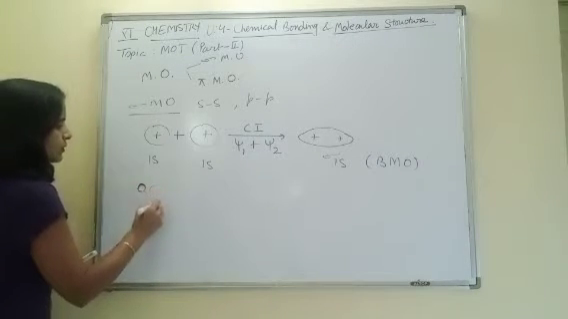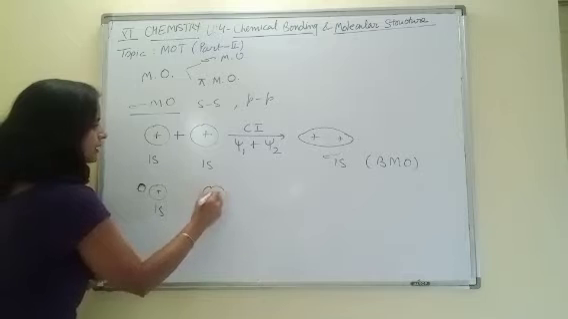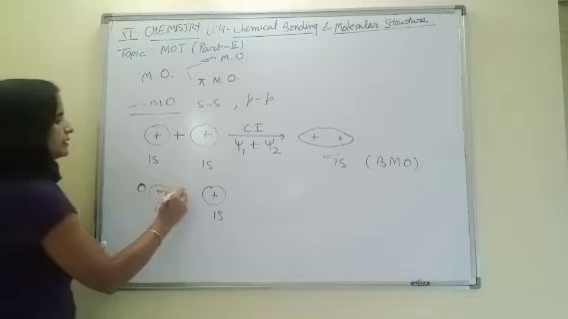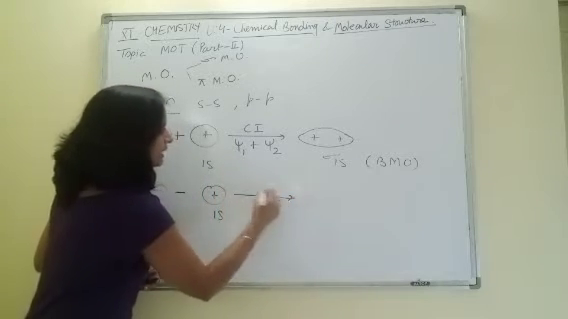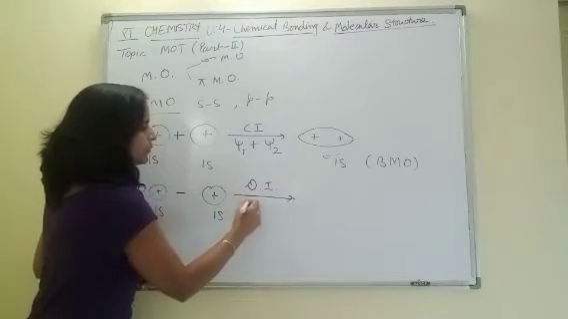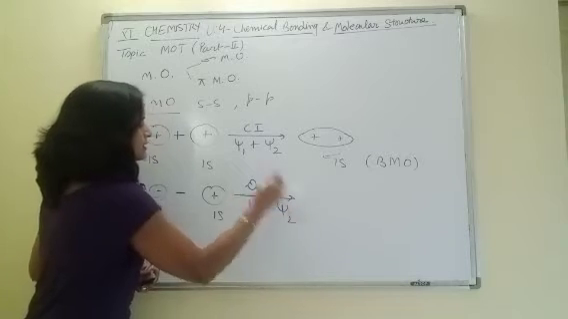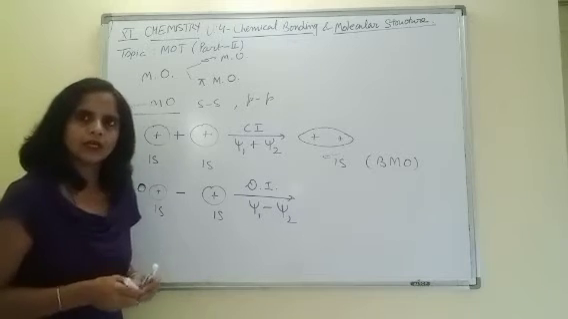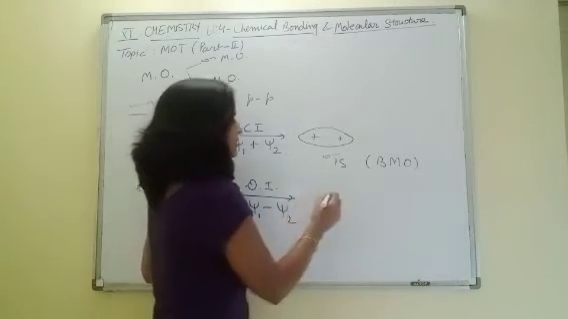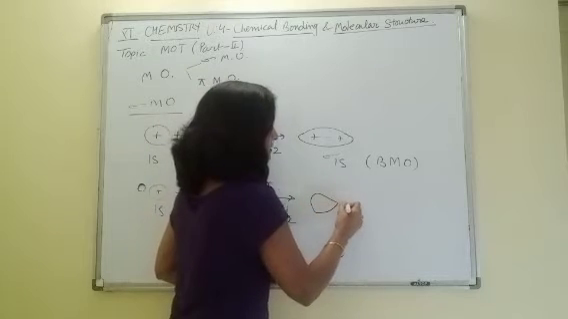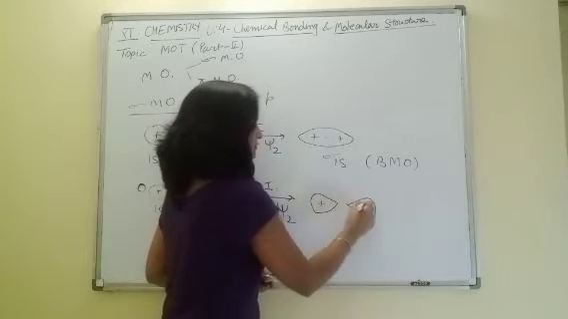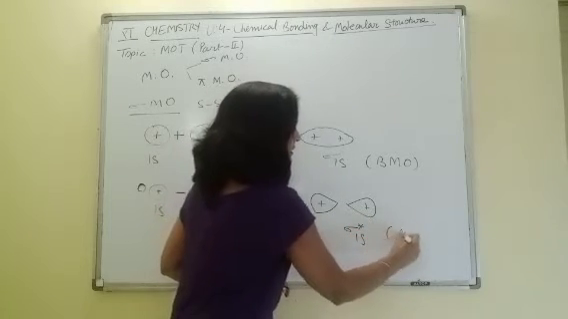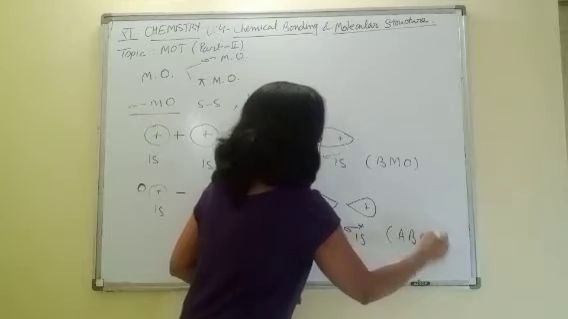So this is 1s, again 1s. For anti-bonding, subtractive overlapping or destructive interference, that is Xi1 minus Xi2, will give us the anti-bonding molecular orbital. The representation of this is somewhat like this. Sigma star 1s, the anti-bonding molecular orbital.